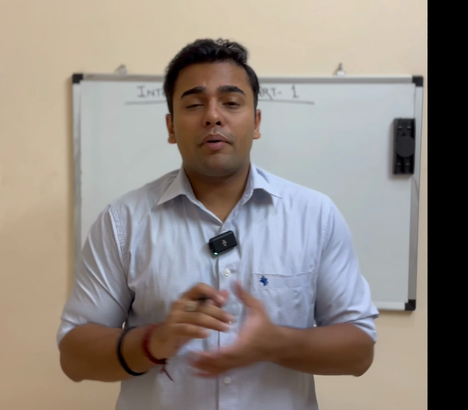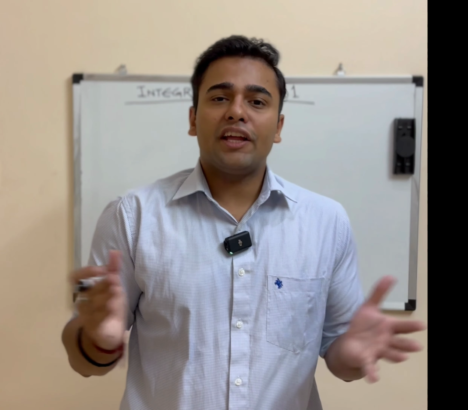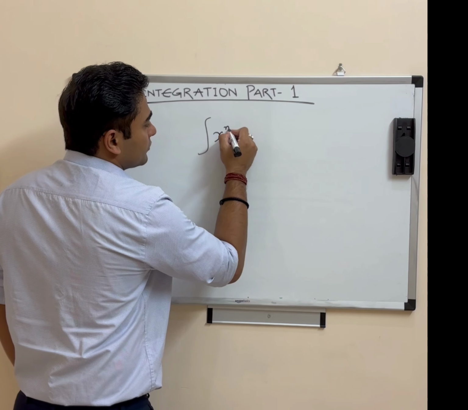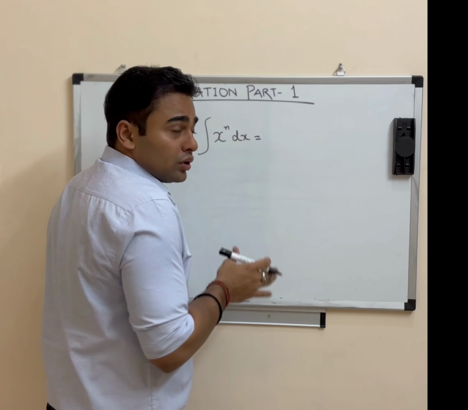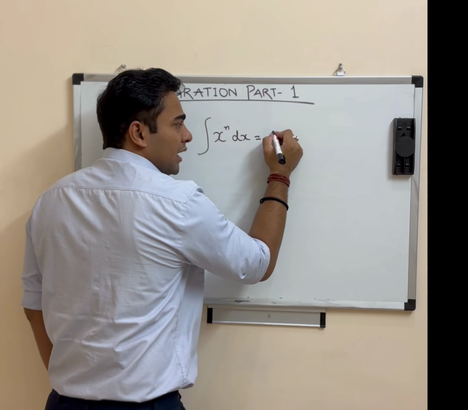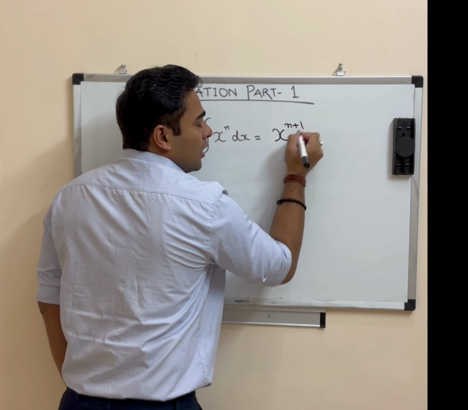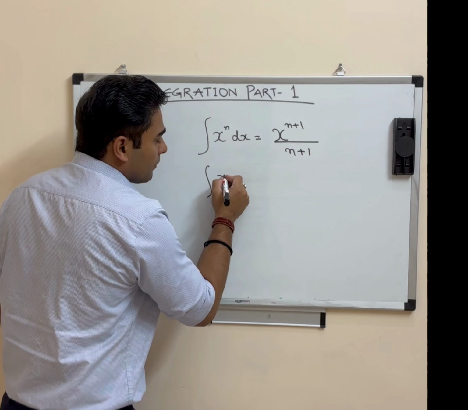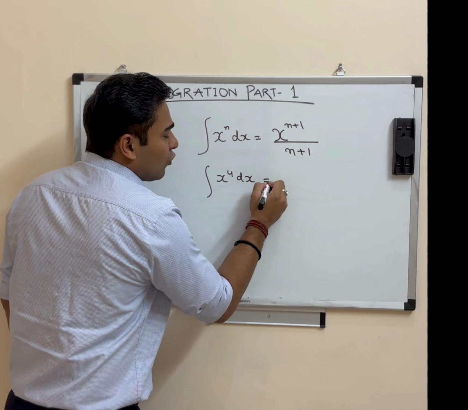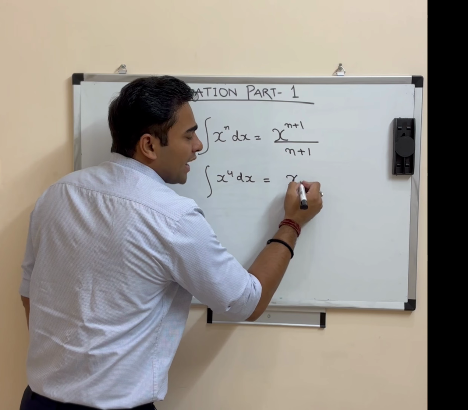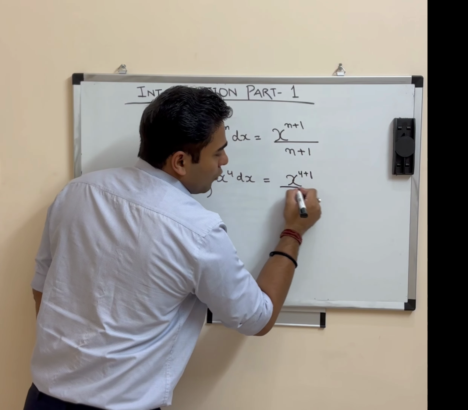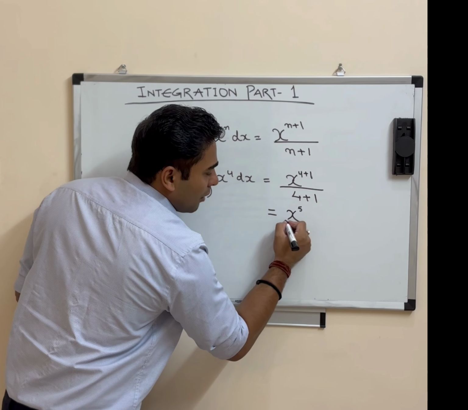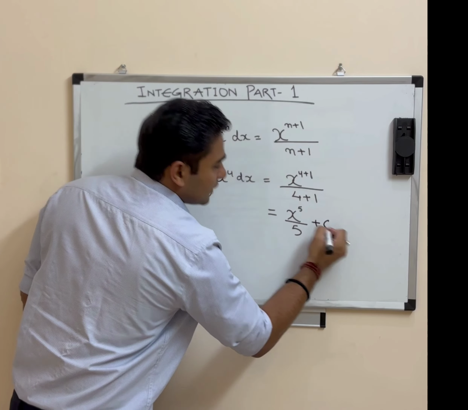So, stay tuned. The first property that we are going to understand is the integration of x raised to the power n dx, which is nothing but x raised to the power n plus 1 upon n plus 1. Let's say if I want to integrate x raised to the power 4, it would be x raised to the power 4 plus 1 upon 4 plus 1, which comes out to be x raised to the power 5 upon 5 plus c.